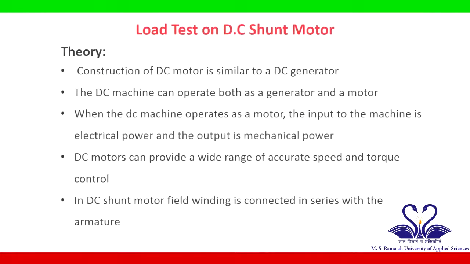Construction of DC motor is very similar to a DC generator. The DC machine can operate both as a generator and a motor. When the DC machine operates as a motor, the input to the machine is electrical power and the output is mechanical power. DC motors can provide a wide range of accurate speed and torque control.